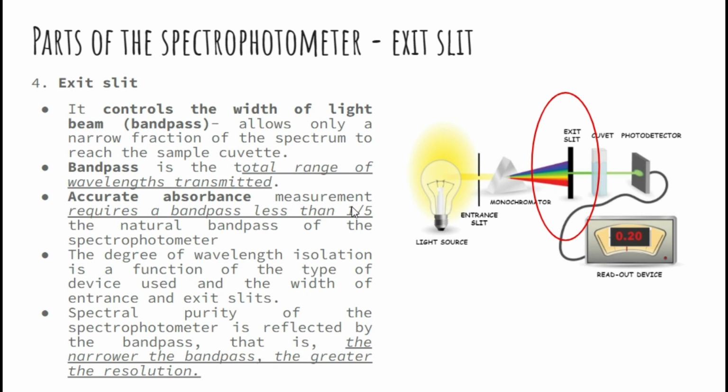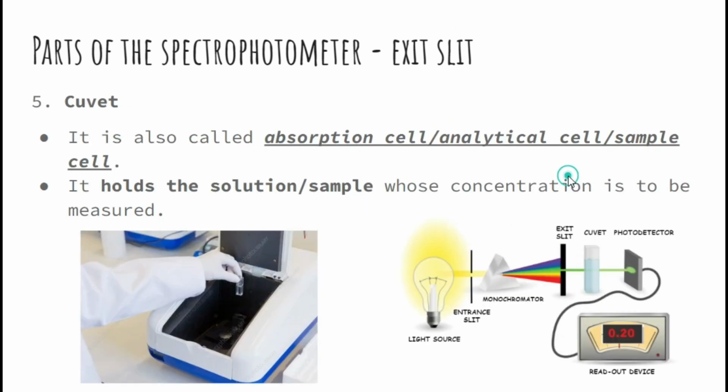For accurate absorbance measurement, this will require a band pass that's less than 1/5 of the natural band pass of the spectrophotometer. The degree of wavelength isolation is a function of the type of device used and the width of the entrance and exit slit. Spectral purity of the spectrophotometer is reflected by the band pass. That is, the narrower the band pass, the greater the resolution. So that is your exit slit. Again, this will control the width of the light beam or the band pass, allowing only a narrow fraction of the spectrum. Kung ano lang kailangang ilaw, yun lang ang padadaanin ng exit slit.